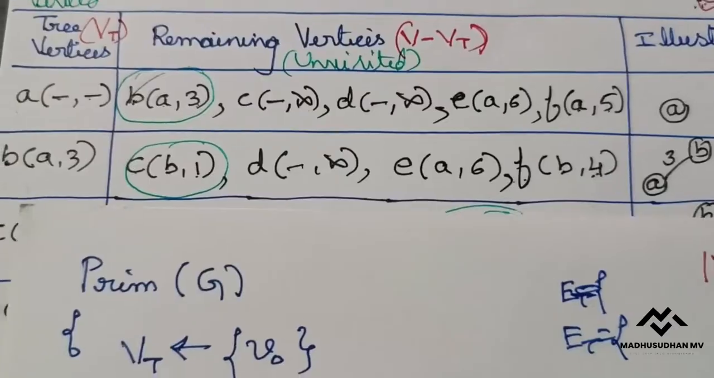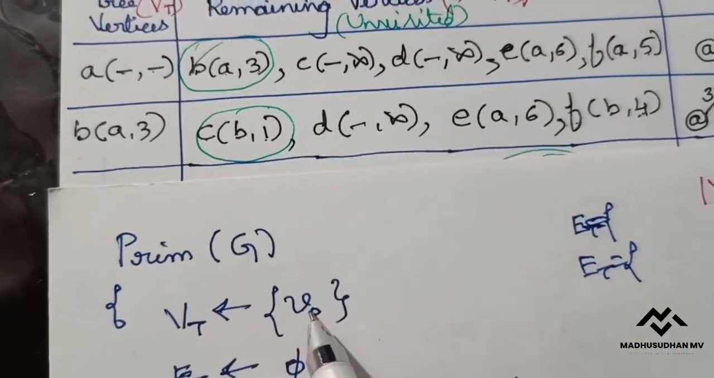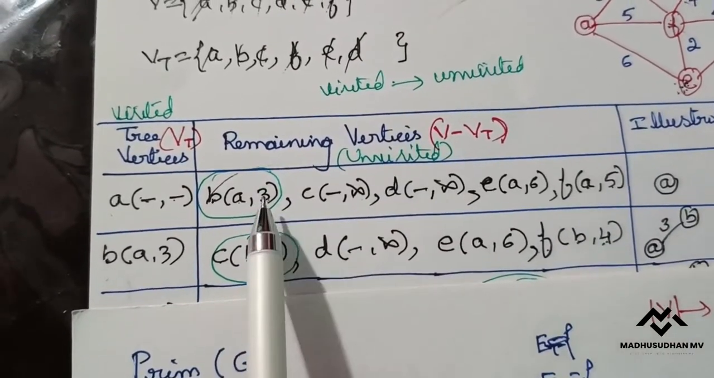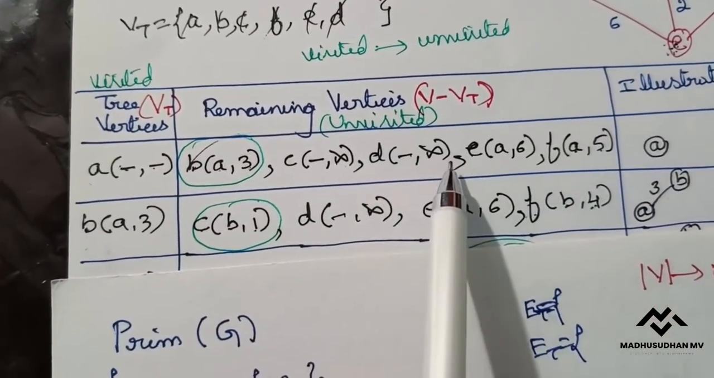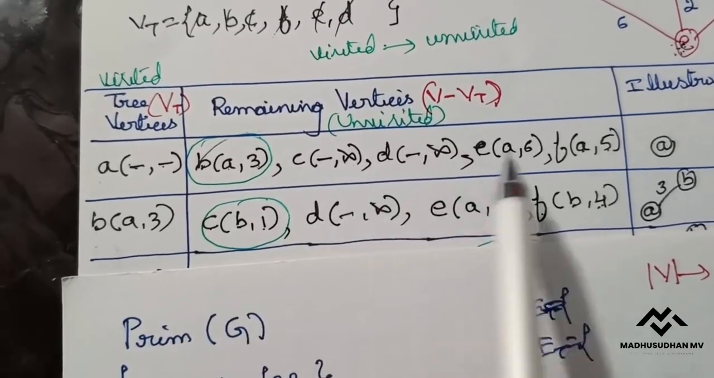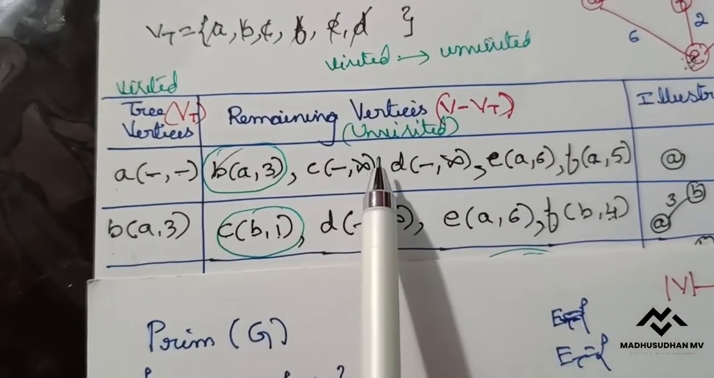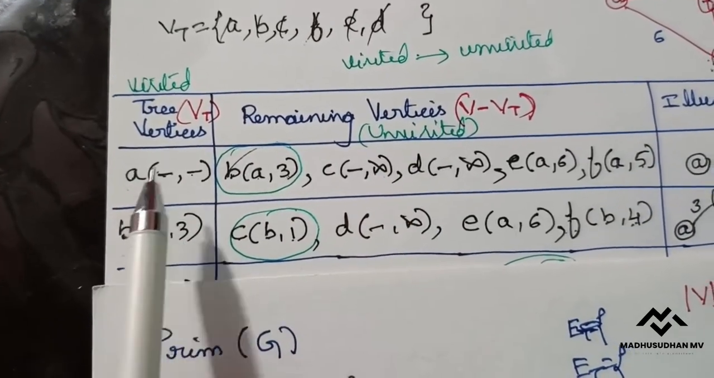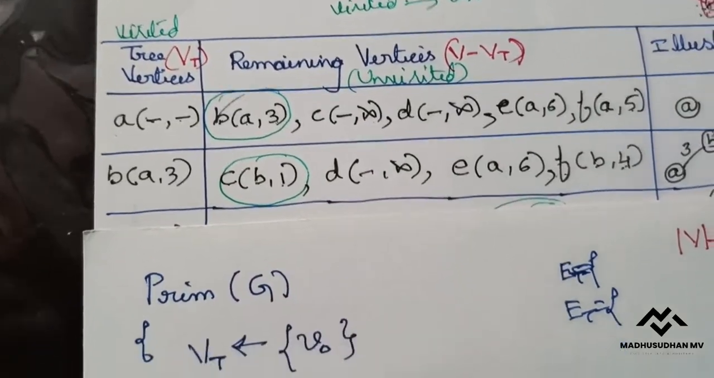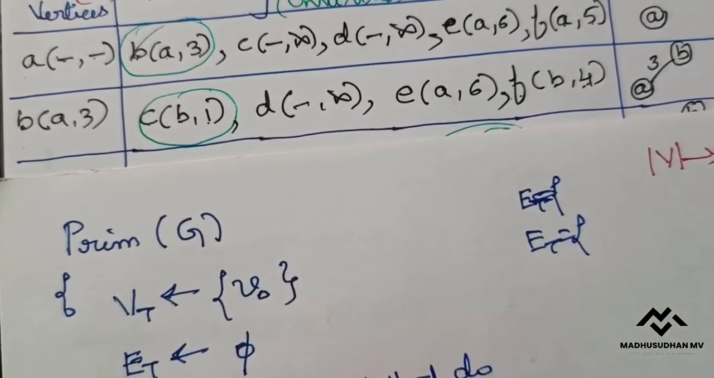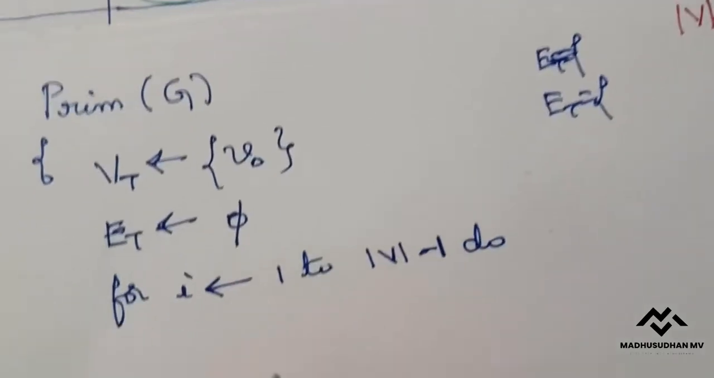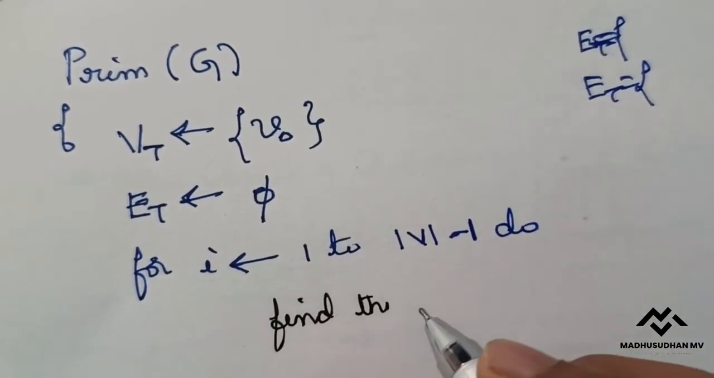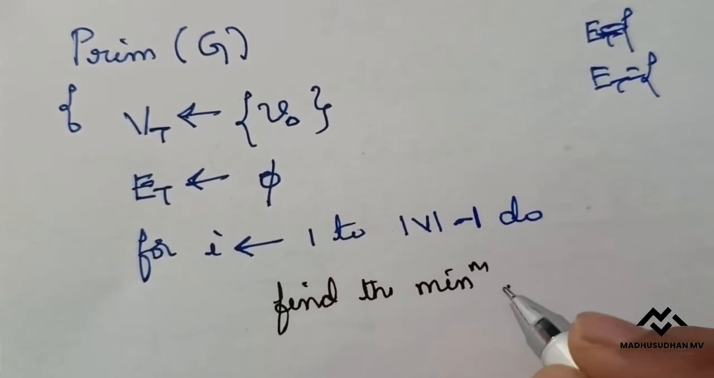Okay, so what we did in the first step, after selecting one vertex randomly, was select the minimum edge, among 3, 5, 6, infinity. Among the remaining vertices, such that one should be visited and another should be unvisited. Okay, so that we integrate. For each iteration, what do we need to do now? Inside the loop, find the minimum weighted edge.